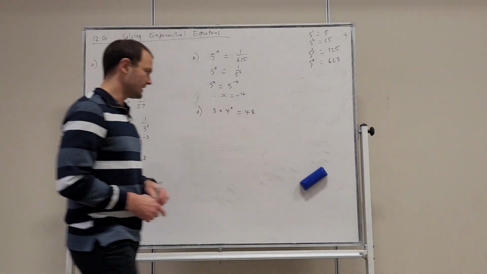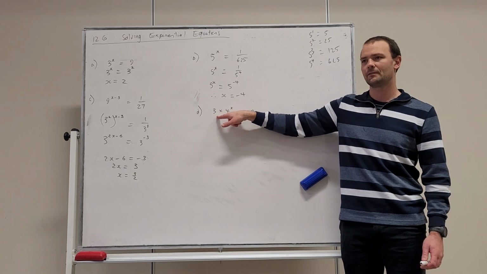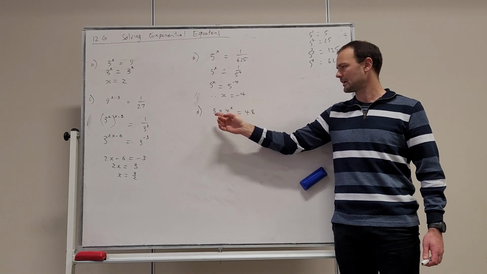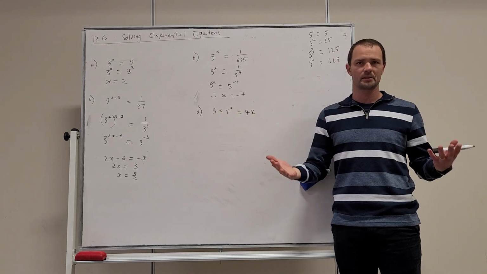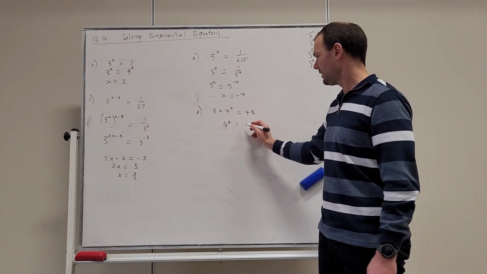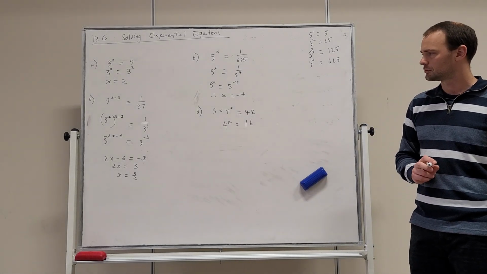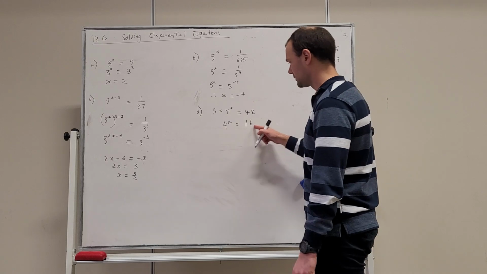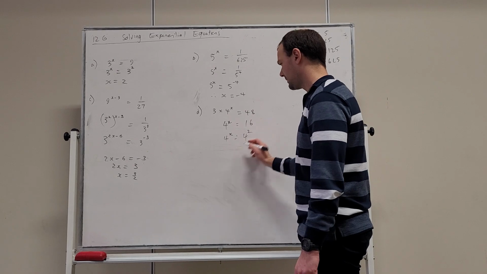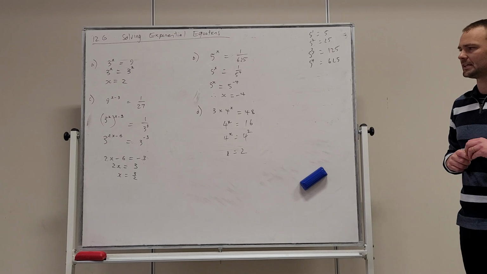On to D. Now, whenever we have a product out the front, we absolutely have to get rid of that straight away. We just want to have a power and a power. We can't have any multiples. So I'm going to divide both sides by 3 straight away. Now, 48 divided by 3 is 16. And then we need to express 16 as a power of 4. That's 4 squared. And we've got x is 2. So D is a little bit easier there.